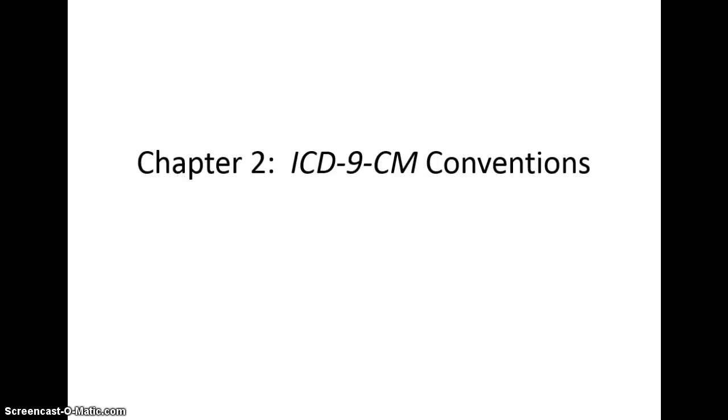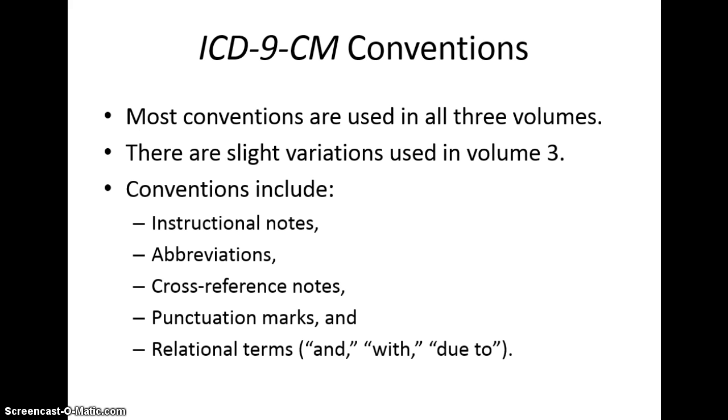Chapter 2 relates to the ICD9 CM conventions. In ICD9 CM, most conventions are used in all three volumes. There are slight variations, however, used within Volume 3 for the procedures. Conventions we will cover include instructional notes, abbreviations, cross-reference notes, punctuation marks, and relational terms such as and, with, and due to.